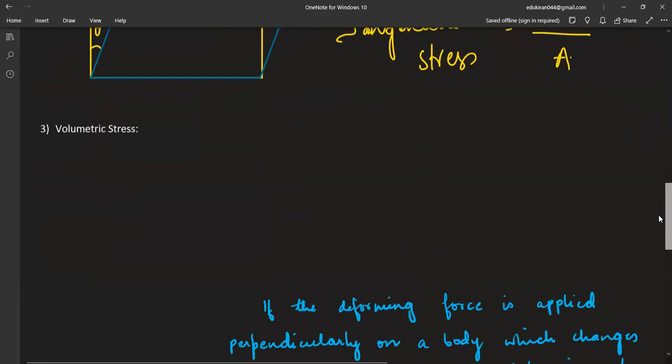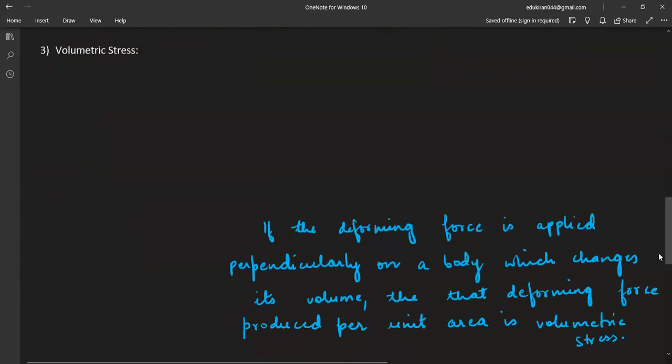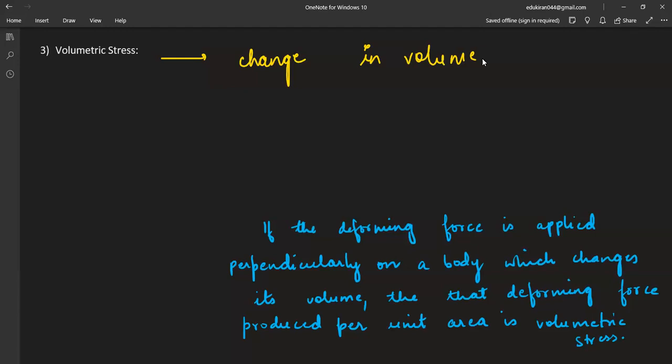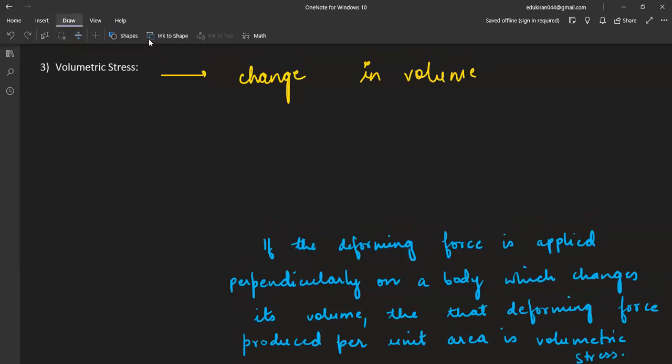Last one, volumetric stress. See what is meant by volumetric stress. One of the parameters we discussed yesterday was change in volume. So volumetric stress will obviously bring out the change in volume. This is helpful in the calculation of change in volume, right?